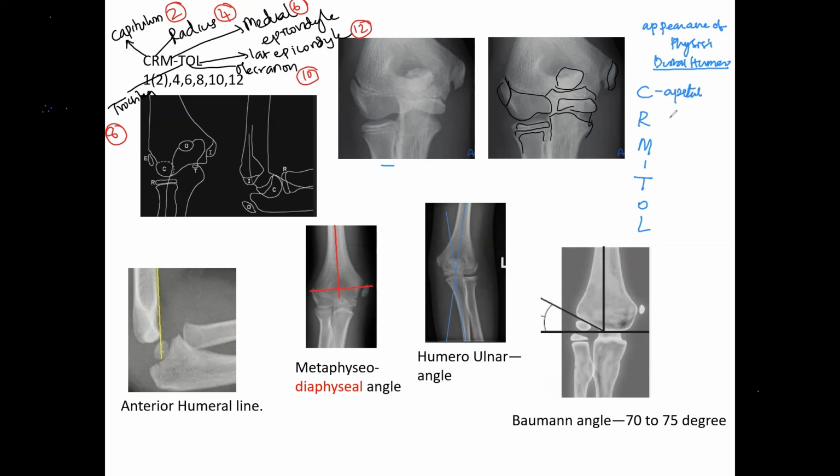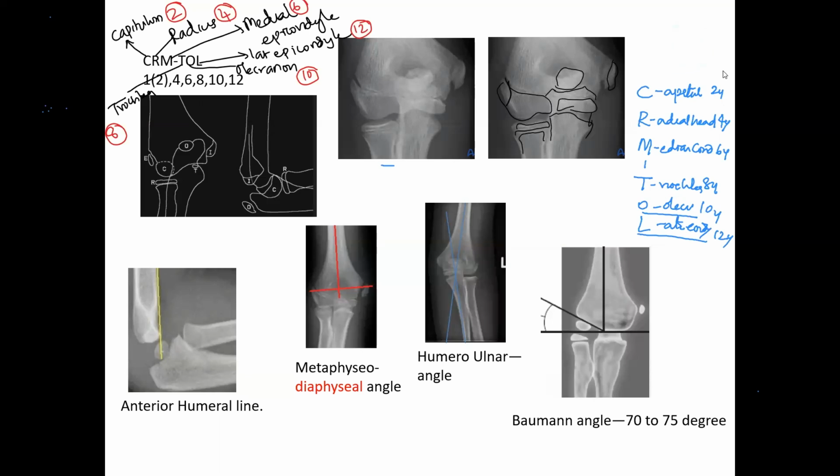Capitulum, radial head. This is very important. You need to remember it. Medial epicondyle, then trochlea, olecranon, lateral epicondyle, lateral condyle. So this differs by 1 year, like 1 year, 3 years, 5 years, 7 years, 9 years, 11 years. This is how the series of physes appear around the distal end of the humerus.